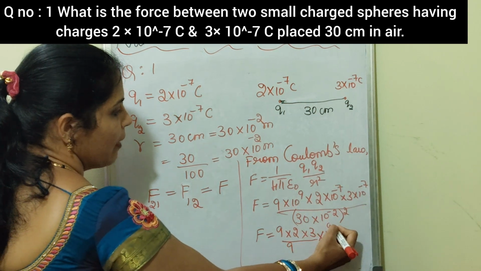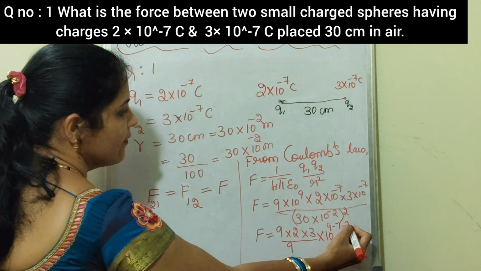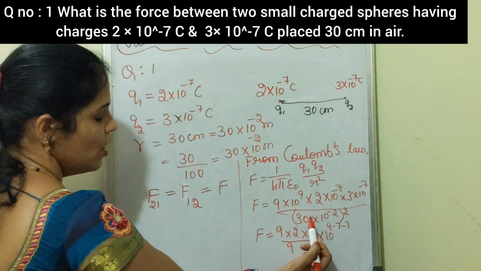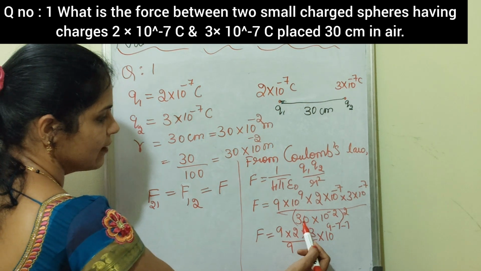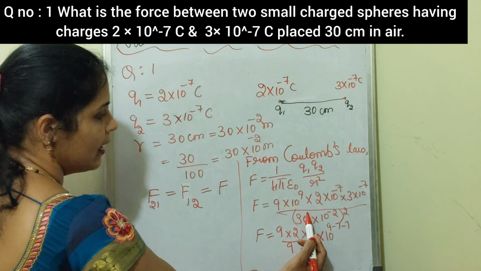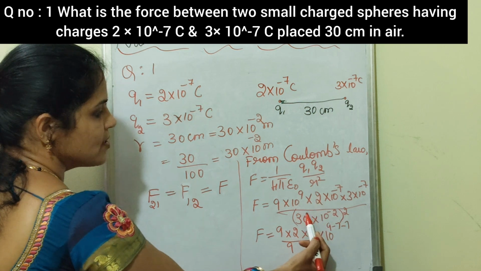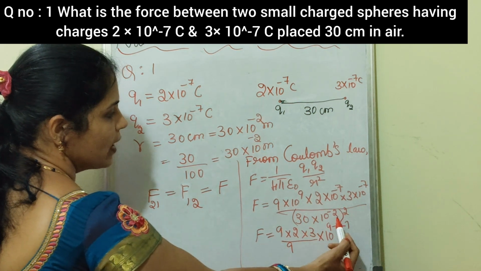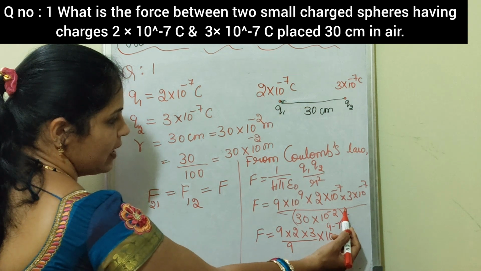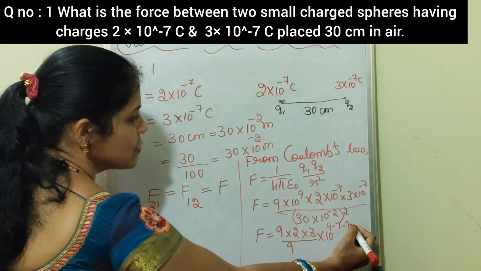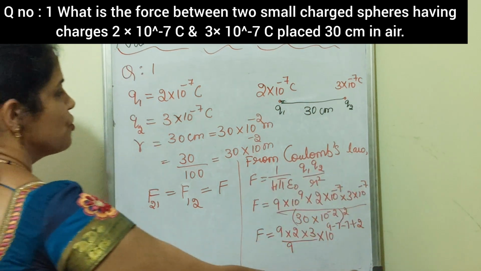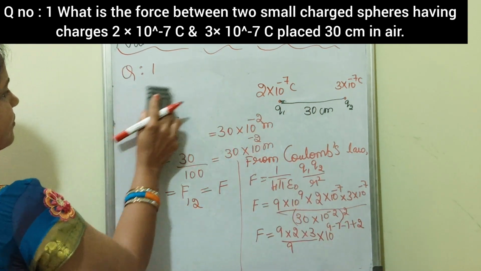9 minus 7 minus 7, and here you write, see, this is 10 to the power minus 2, and here there is 10 to the power 1. 30 means 3 into 10, 10 to the power 1. Minus 2 plus 1 is minus 1. Minus 1 square, minus 1 square is minus 2. When minus 2 goes to numerator, it becomes plus 2. Plus 2. Okay.